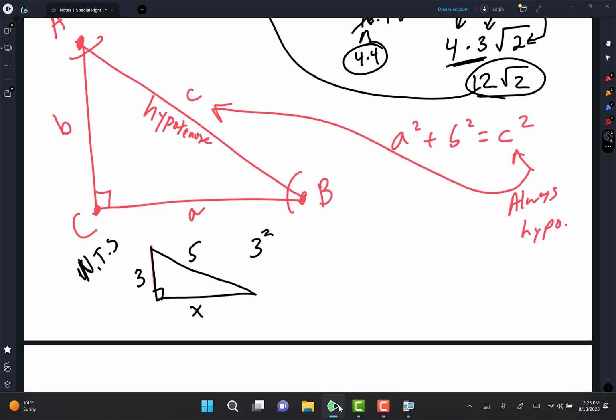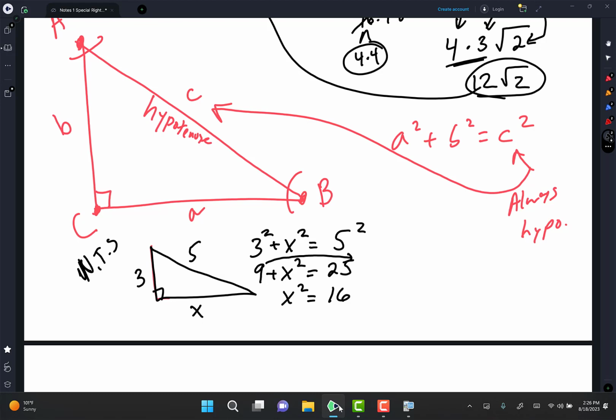I would go 3 squared plus X squared equals 5 squared. And what you're trying to do, there's my expression right there, is solve for X. 3 squared is 9. X squared stays as X squared. 5 squared is, not everyone at the same time, 25. And then to get the X squared by itself, you move the 9 to the other side. When I do that, it turns negative. So X squared equals 25 minus 9 is 16.